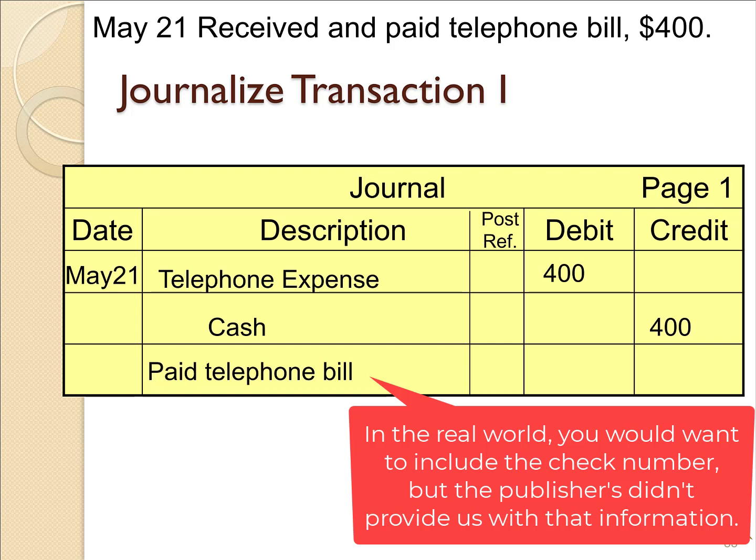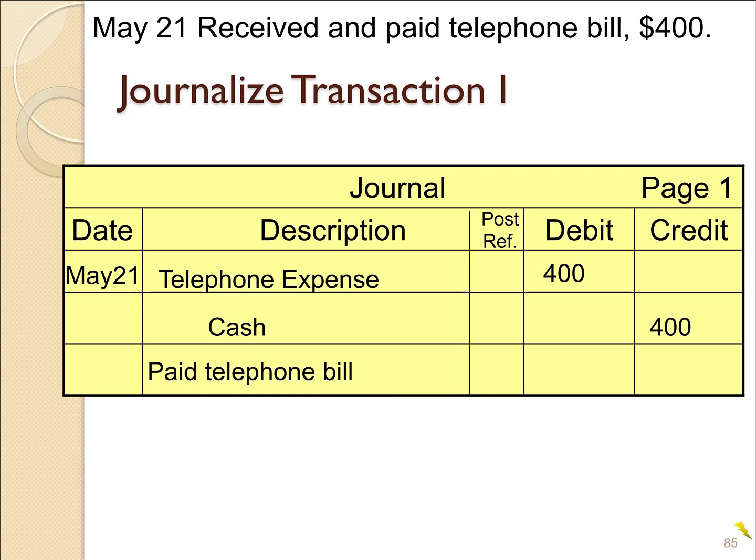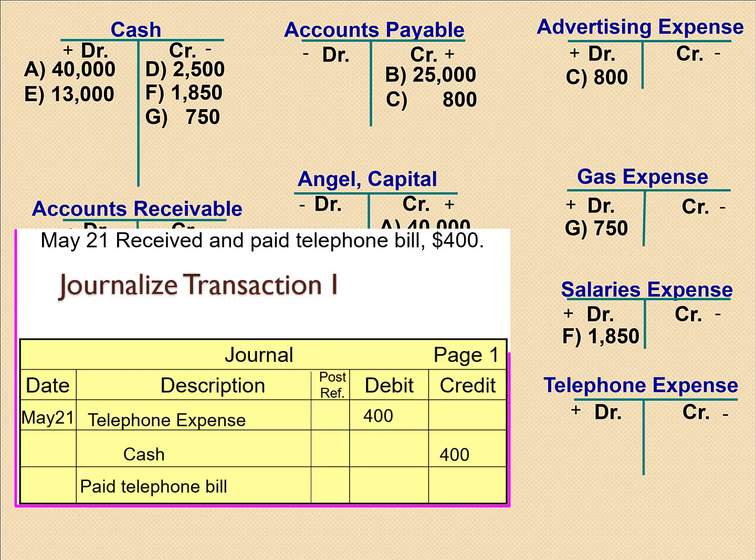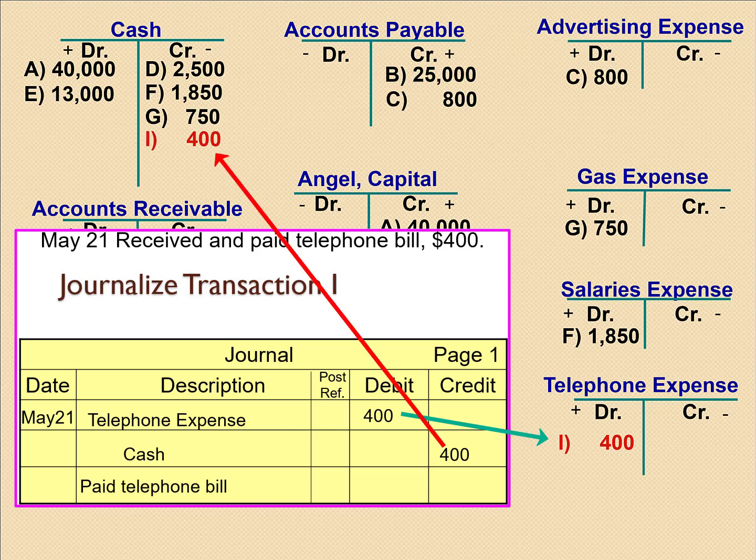So now that we've entered this transaction in the journal, we need to post it to the ledger. So get out your T accounts, which are our ledger. Here's our transaction. So we're going to post the debit first. Telephone expense is increasing $400. And then cash is decreasing by $400.